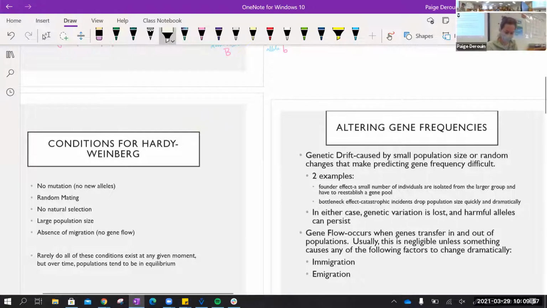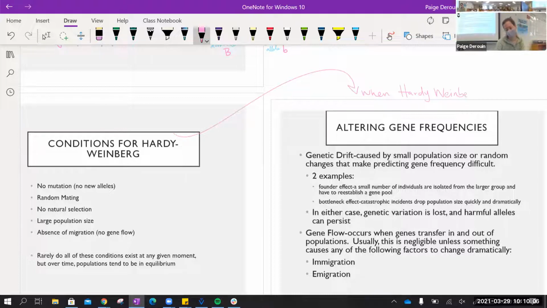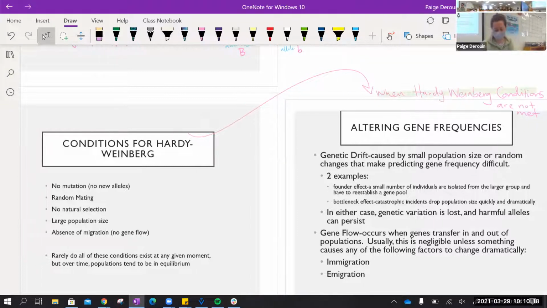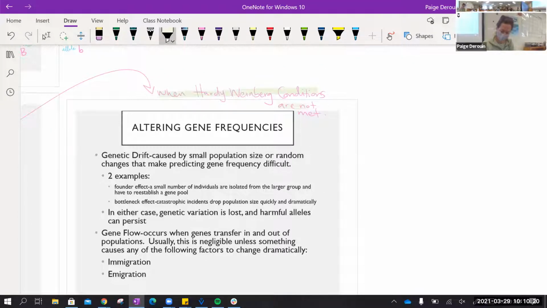All right. So this is when Hardy-Weinberg conditions are not met. And these are just some interesting evolution situations that happen that I think you're going to be like, wow, that's kind of cool.